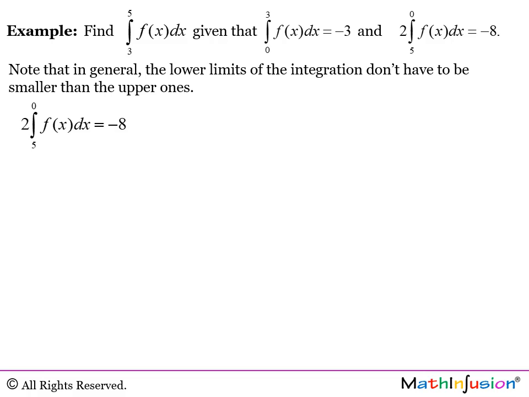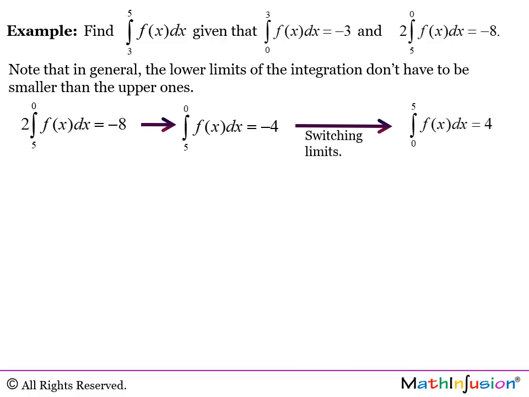So from here, I get, first of all, that I can just divide both sides by 2. And now I can switch the limits of the integral, and I get that the integral of f(x) dx between 0 and 5 equals 4.